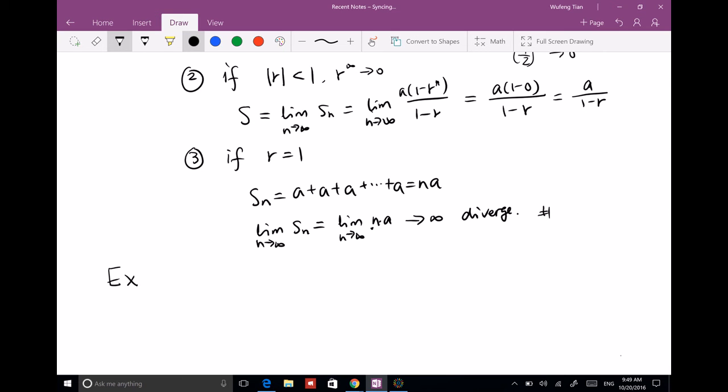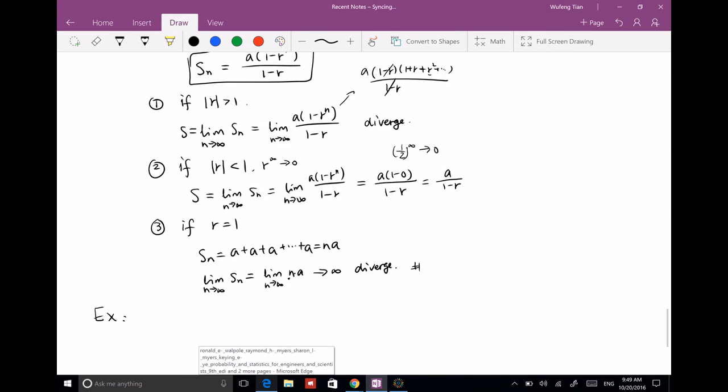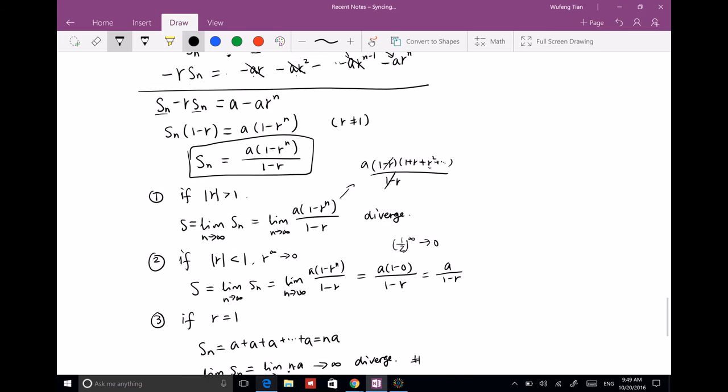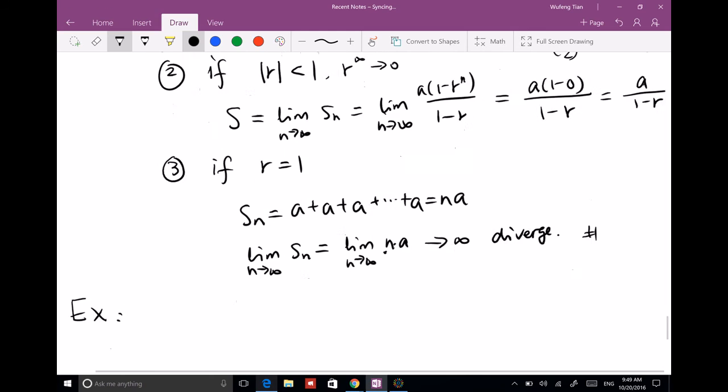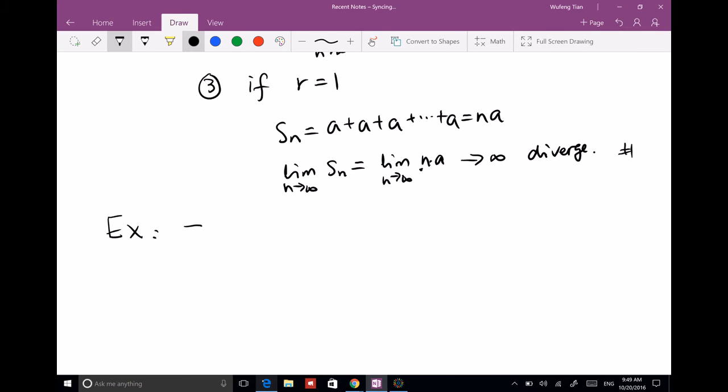I do not require you to prove this, but you have to know how to use the theorem to do the examples, to determine if the series converges or diverges. For example, the series sum from n equals 0 to infinity of 3 times (negative 6/7) to the n.